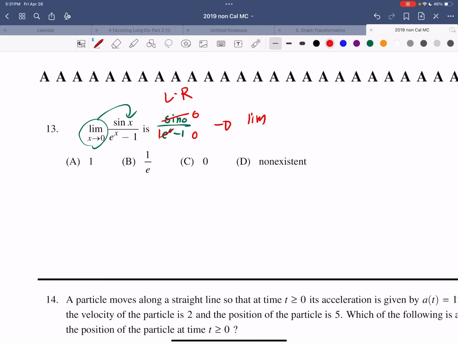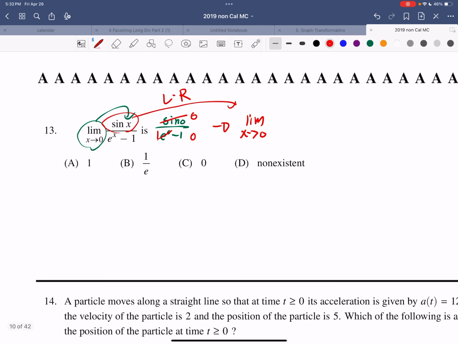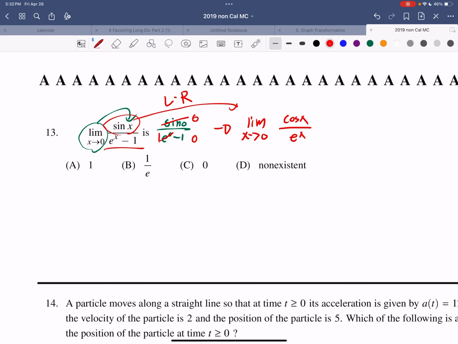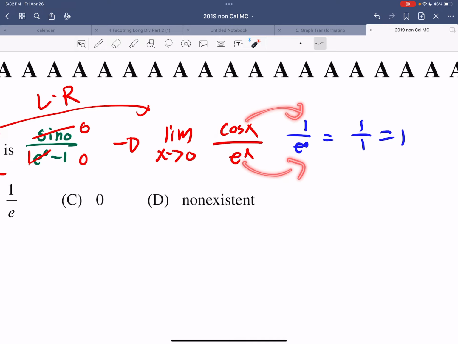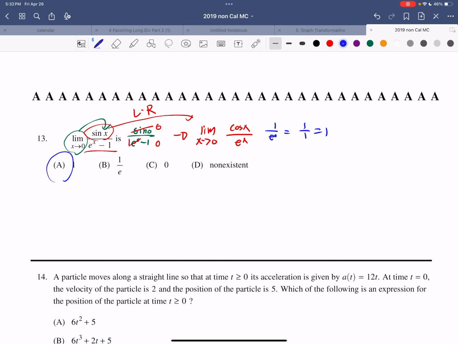the limit as x approaches 0. You take the derivative of sine x, so the derivative of the top is going to be cosine of x. The derivative of the bottom is going to be e to the x, because the minus 1 will disappear. Now let's plug in. If you plug in 0 to cosine x, that becomes 1. If you plug in 0 to e to the x, that's e to the 0, which is 1. So it's 1 over 1, which is 1. If you still get 0 over 0, you do L'Hopital's rule one more time, taking the derivative again of top and bottom. So your answer for this one is going to be 1.